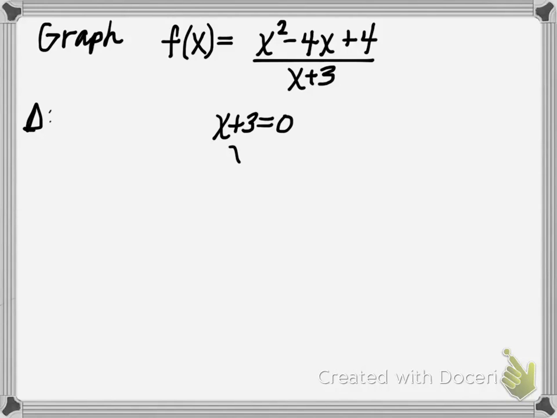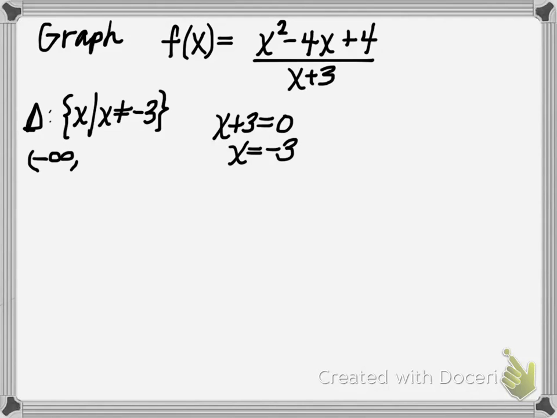In this case, we know that x cannot equal negative 3. If x were to equal negative 3, we would have 0 in the denominator, division by 0. So our domain is going to be all values of x such that x cannot equal negative 3. That's set notation, and I'll go ahead and write it in interval notation as well: negative infinity to negative 3, unioned with negative 3 to infinity.